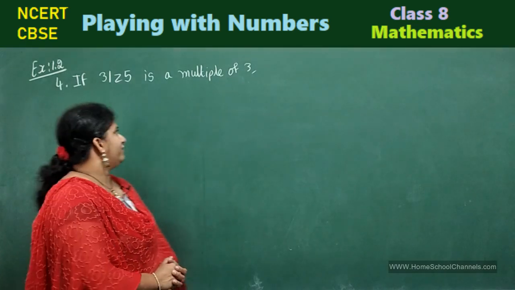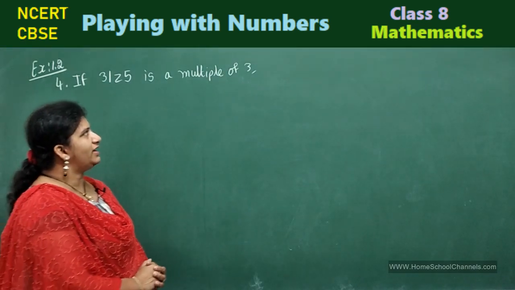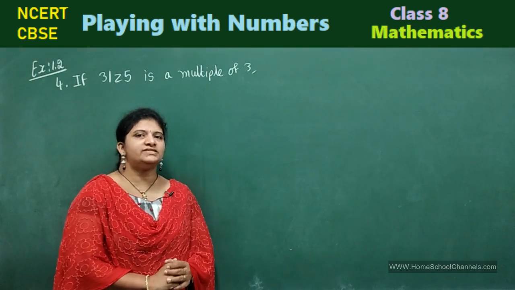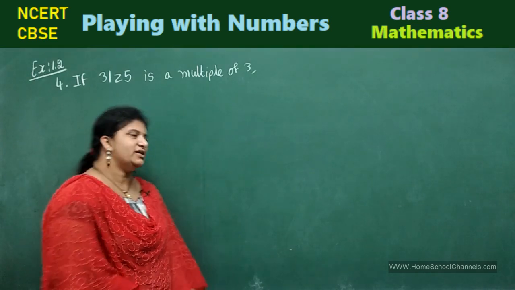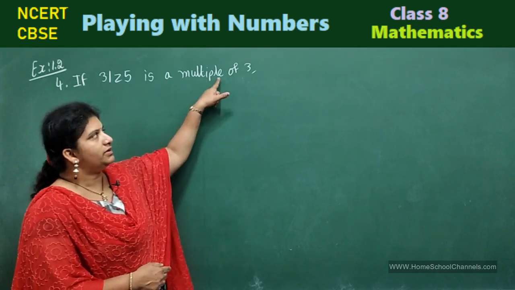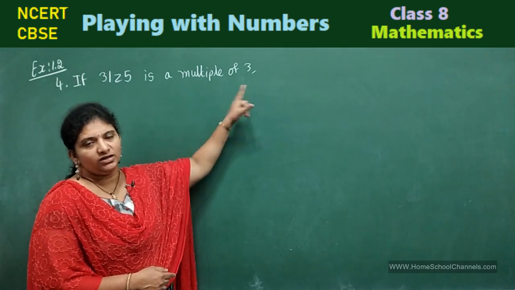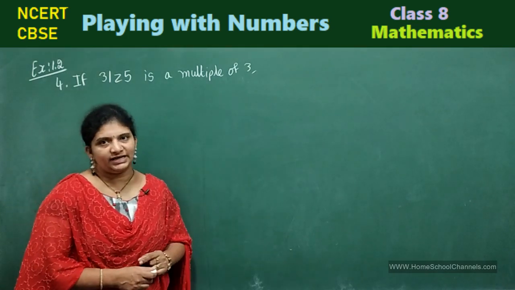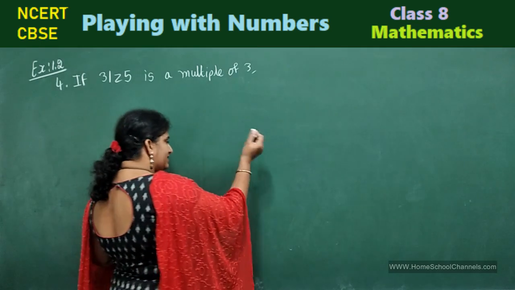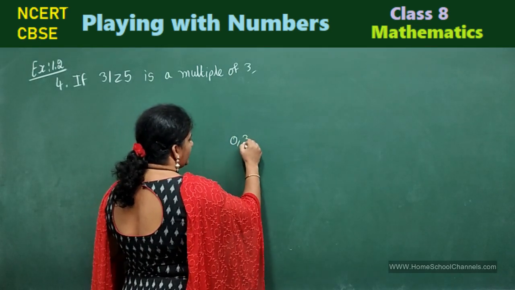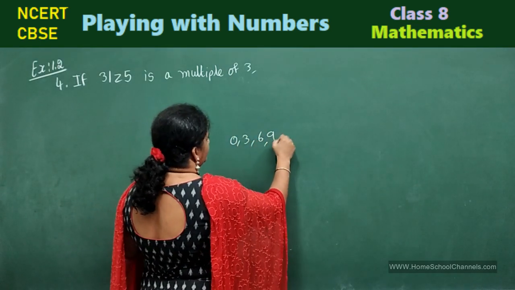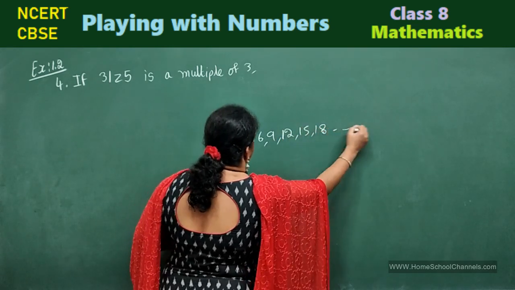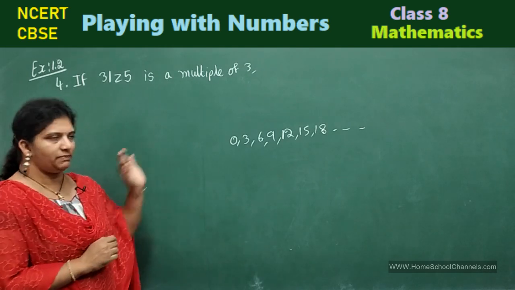Fourth one: if 31z5 is a multiple of 3, z is a digit, what is the value of z is your question. In the same manner, here it is a multiple of 3, so go for the divisibility rule of 3. What do you need to guess here? 0, 3, multiples of 3 and so on. Okay, keep these numbers in your mind.